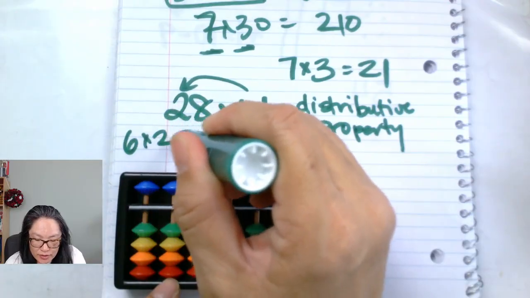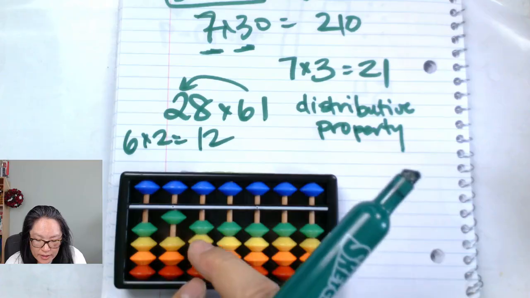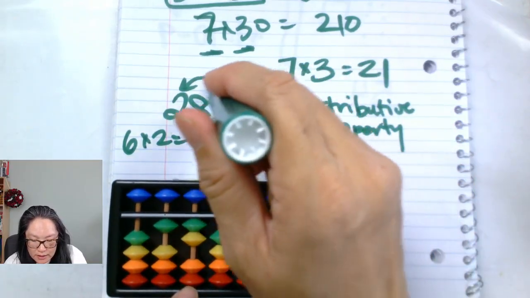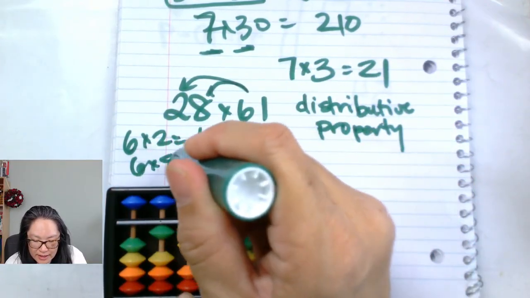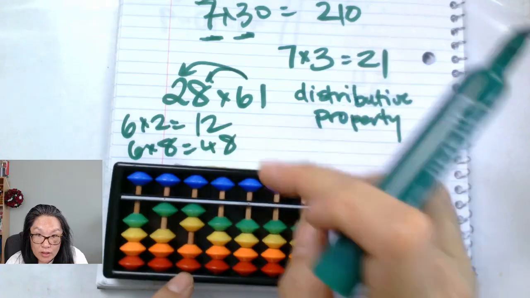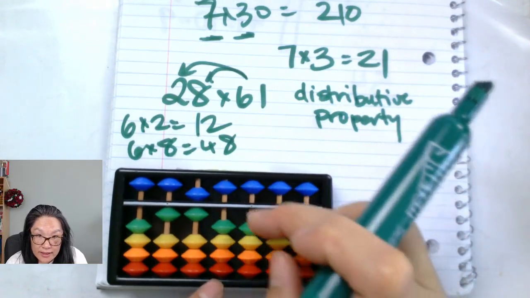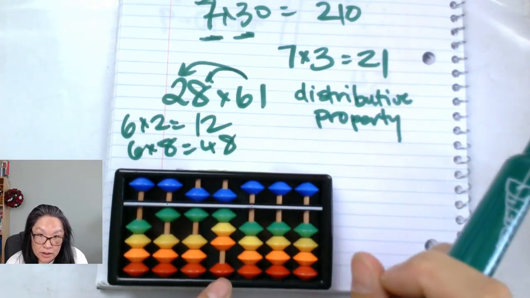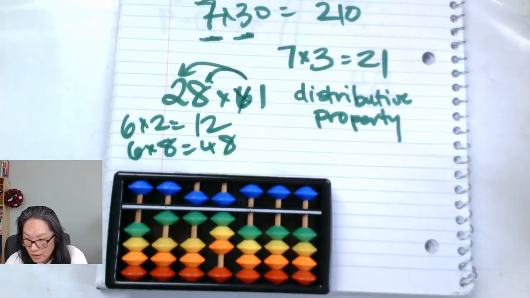6 times 2 is equal to 12. Add 1, add 2. Then we do this. 6 times 8 is 48. Add 4, plus the 5 minus the 1, add the 8. And then we're done with this. All right, what's the next one?